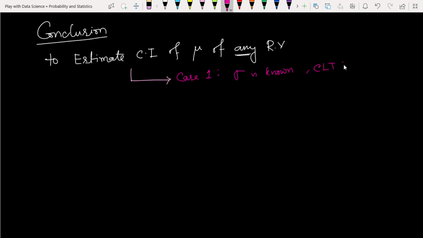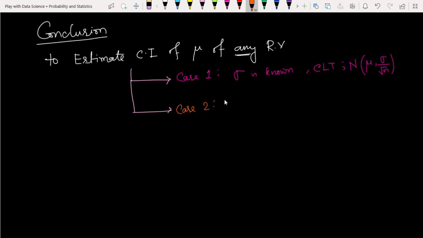The central limit theorem tells us that if it is normally distributed and its population mean is mu and its standard deviation is this, then by simply using these normal distributions and seeing the normal distribution table, we can easily estimate the confidence interval of our population mean. Okay, now case 2.